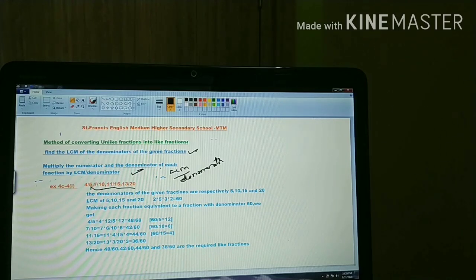Here, observe the denominators: we have 5, 10, 15, 20. These are different denominators, so we have to convert them into the same denominator. For that, what is the first process? Find the LCM of the denominators. The denominators of the given fractions are respectively 5, 10, 15 and 20. We have to find out the LCM of these denominators.